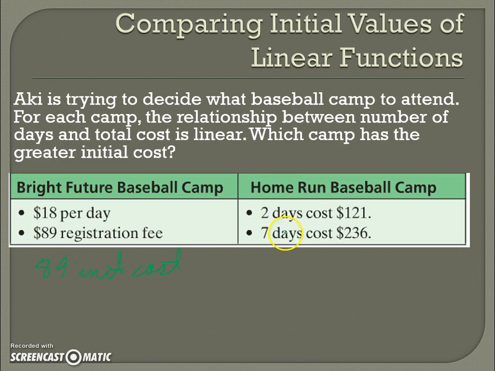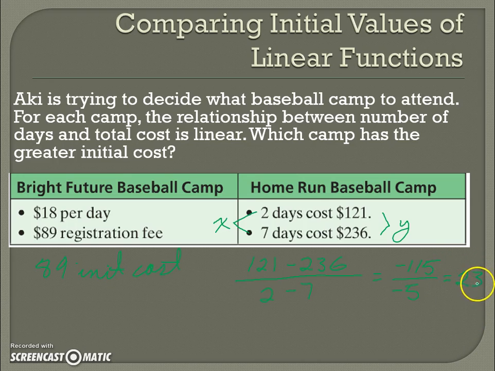And then for this one, we have to do a little bit of figuring, and this is where it gets a little bit more difficult. Okay, so we're going to say that these are our y values, and these are our x values, and we have to use these to find slopes. So difference in y, so 121 minus 236 over 2 minus 7 equals negative 115 over negative 5 for a slope of 23. Which means you pay $23 per day.